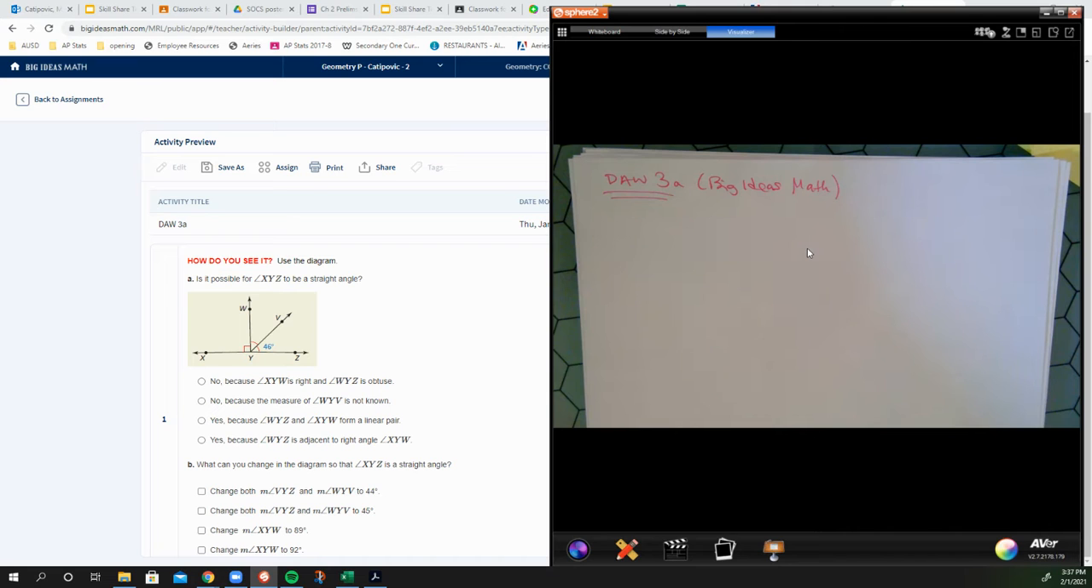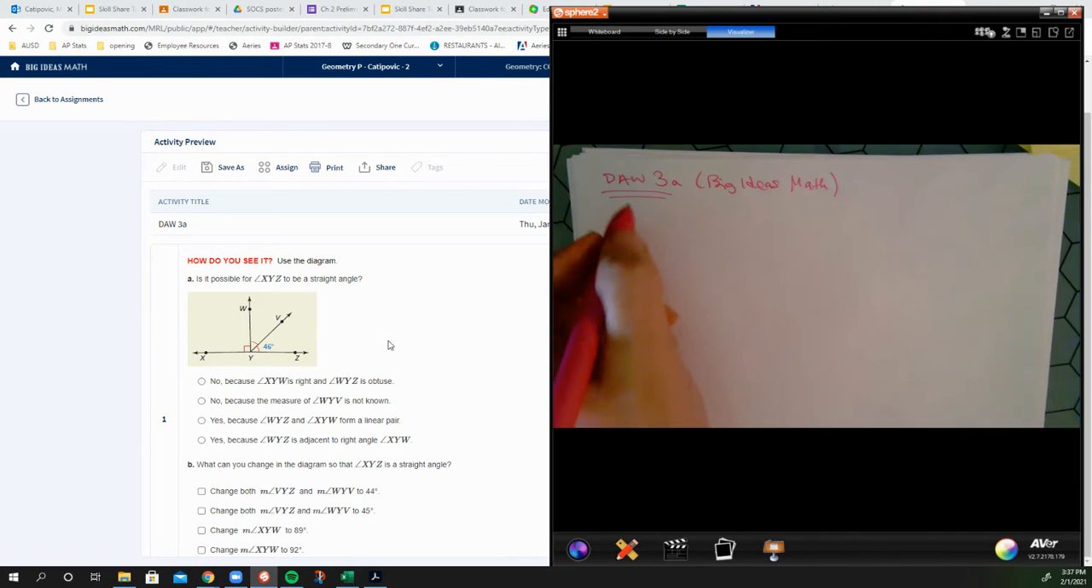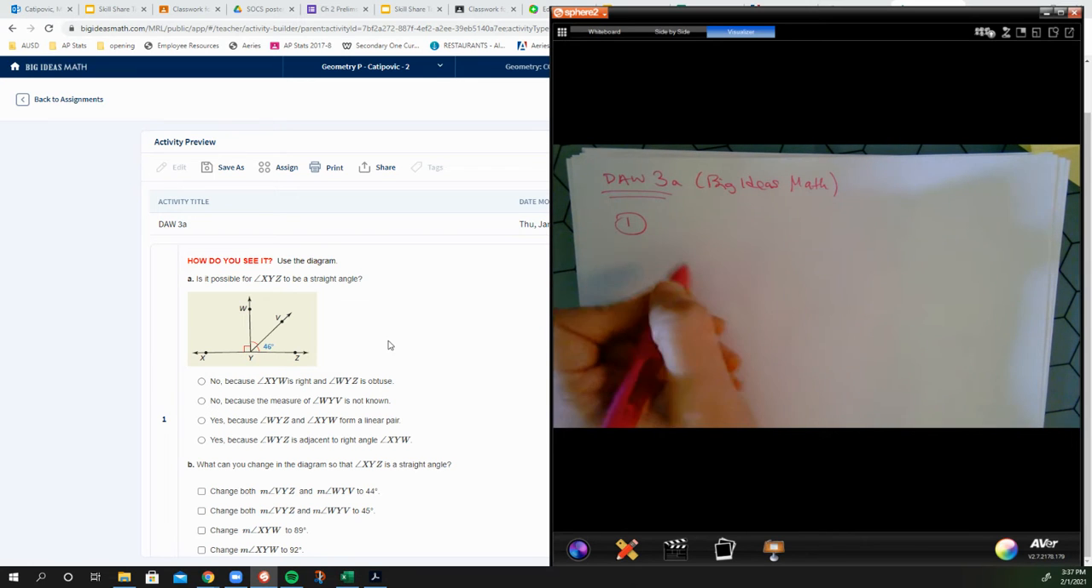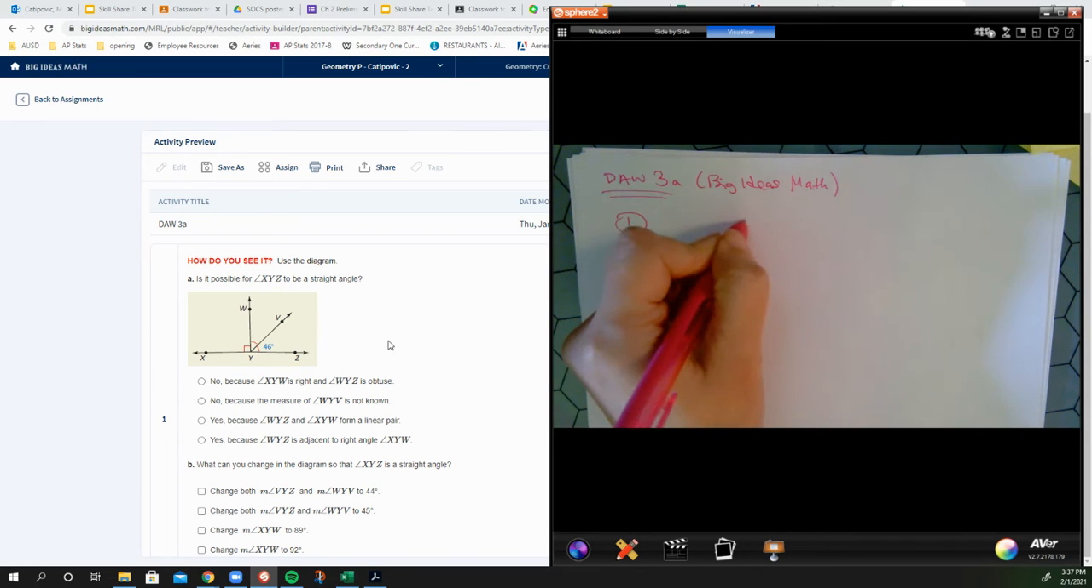All right, so here's question one. There's a diagram, and it's asking us, is it possible for this to be a straight angle? Use the diagram. So we're being asked to really carefully read this diagram. So I'm going to just sketch what I see, right? And I'm going to narrate what I'm seeing in this picture.